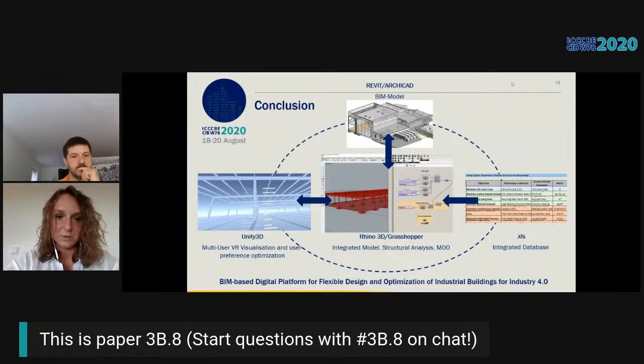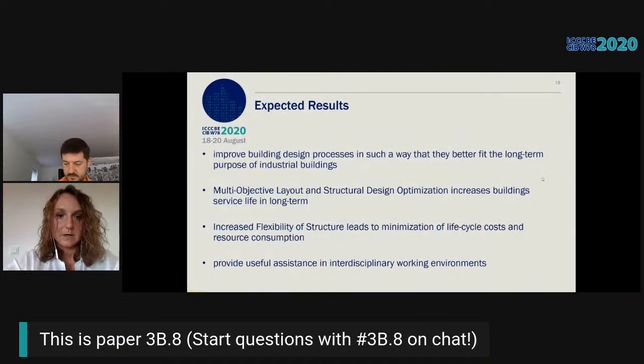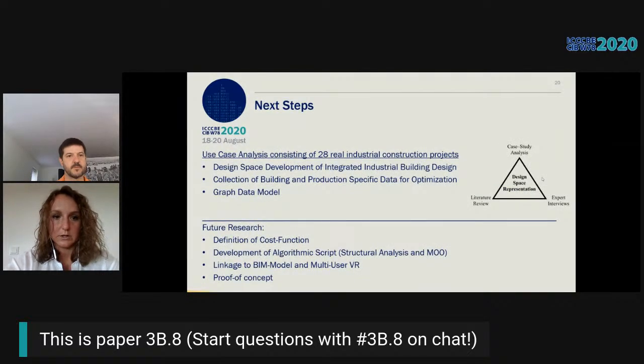So the conclusion is we have this BIM-based digital platform where we already tested the interfaces, and we already have our first parametric script, and therefore we say we can improve the design process. And the multi-objective layout and structural design optimization will increase the building service life in the long term, and the platform is a useful assistant in interdisciplinary working environments.